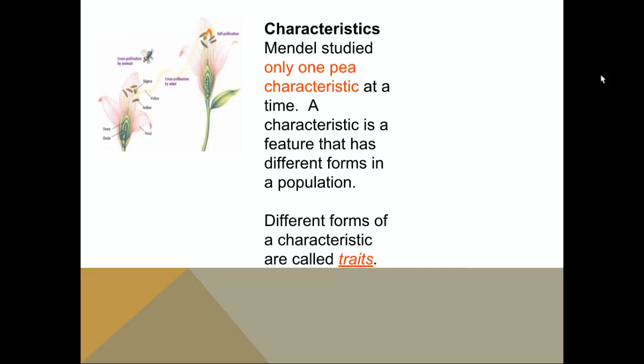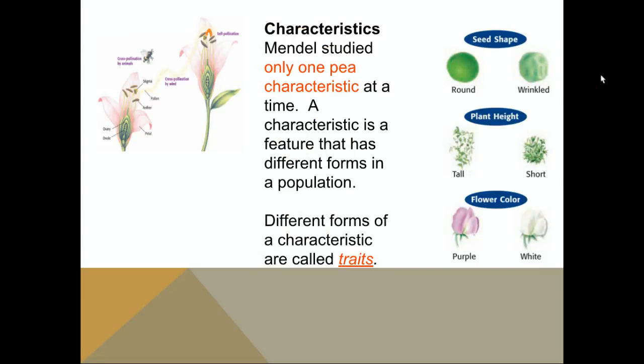So Mendel studied only one pea characteristic at a time. Just like with any good science, you're only going to manipulate one variable at a time. So he was only studying one feature at a time. And these characteristics are really features that have different forms in a population. The different forms of a characteristic in genetics are called traits. So we'll use the term traits when we're talking about these different forms. Like seed shape is either round or wrinkled, tall or short, purple or white with the flower color.